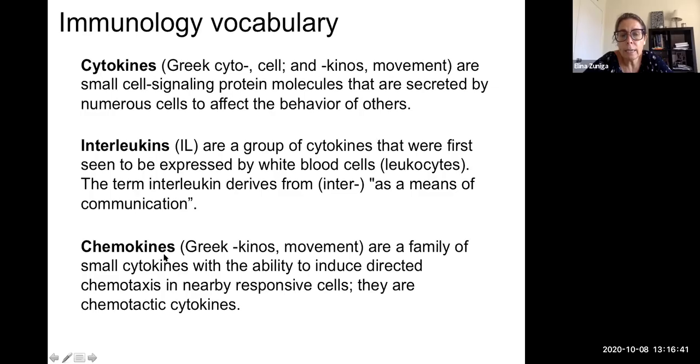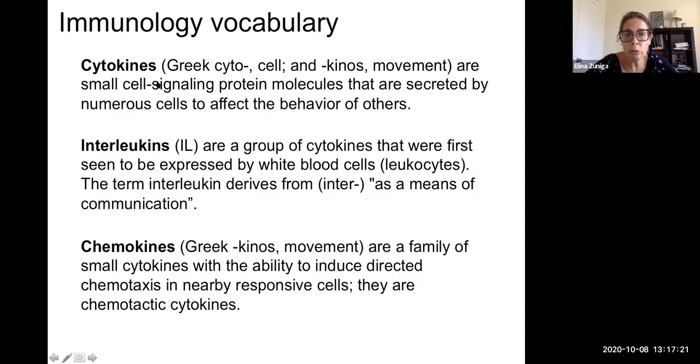And last is chemokine, another vocabulary term. Again, kinos refers in Greek to movement. These are a family of small cytokines with the ability to induce directed chemotaxis in nearby responsive cells. So they are chemotactic cytokines, basically directing the movement of cells that are responsive and have the receptors for chemokines, okay?